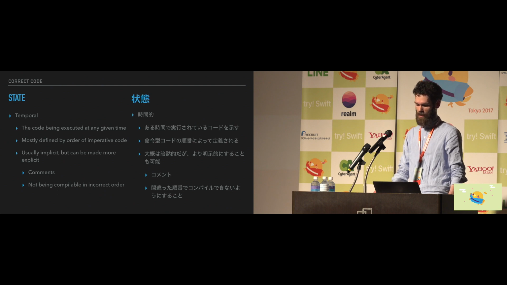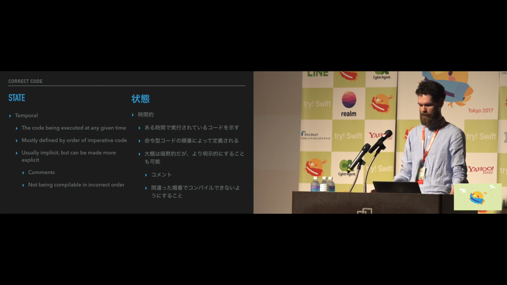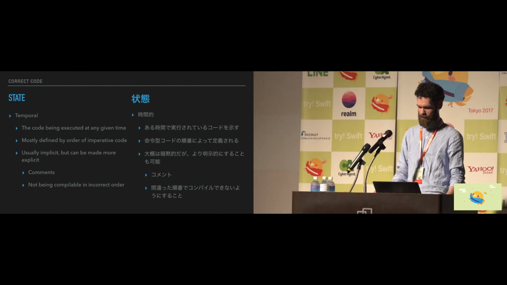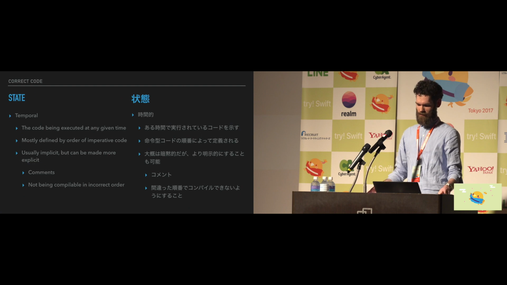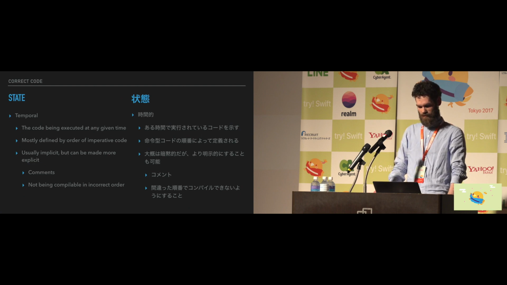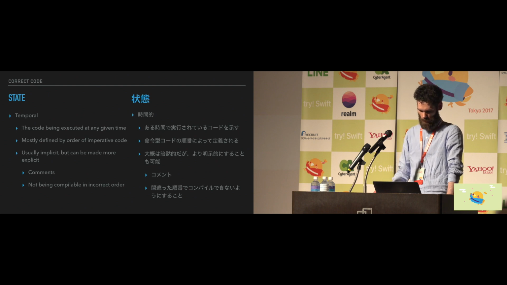The order that code needs to be run can be made more explicit. The most basic way would be to write a comment to the human reading the code. For example, A must be called before B, or very bad things will happen. If you want to communicate this to the compiler as well, you should make your code not compilable when rearranged in any other order.